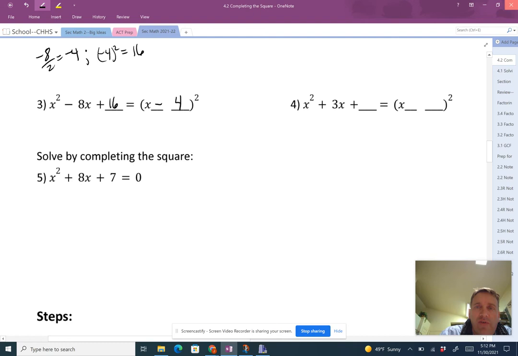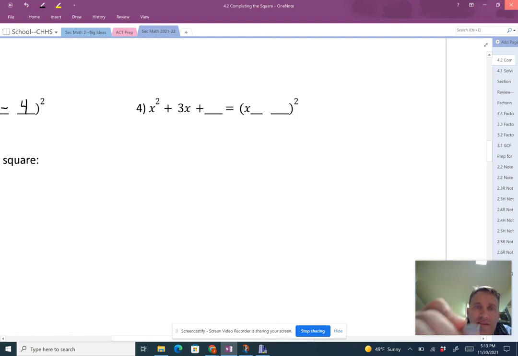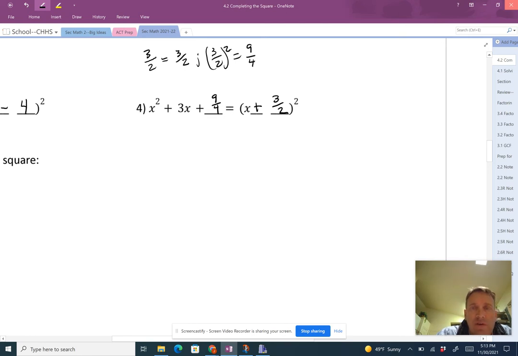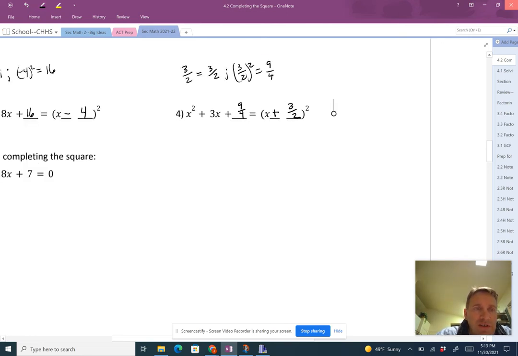So that's number 3. Number 4 is a little bit tricky because 3 is an odd number. And so I say, well, 3 divided by 2 is 3 halves. And 3 halves squared is 9 fourths, because 3 times 3 is 9 and 2 times 2 is 4. And so what I'm adding on here is 9 fourths, but in the factored form, it would be plus 3 halves. So that's what number 4 looks like.